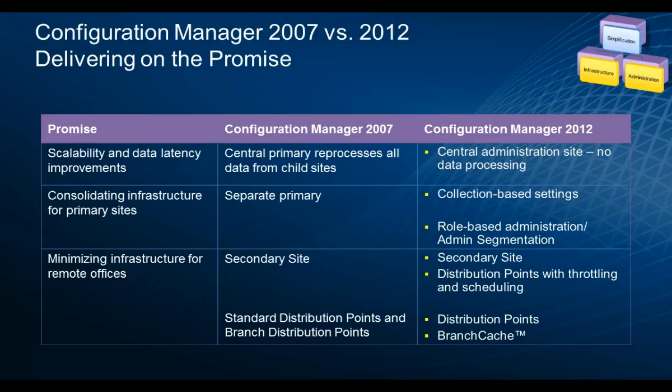And then a final promise we were talking about today was minimizing infrastructure for remote offices. In Config Manager 07, that was delivered through secondary sites, branch DPs, or standard distribution points. In Config Manager 2012, that is now secondary site recommendations or distribution points with throttling and scheduling, or the full distribution point, or even just using branch cache. And so as you think about our migration from Config Manager 07 to Config Manager 2012, you can see some significant things in the right column of this table that we have achieved in order to deliver on some of these promises.